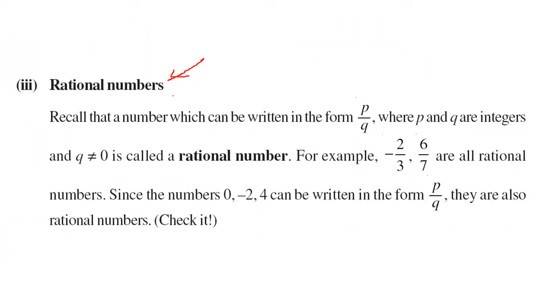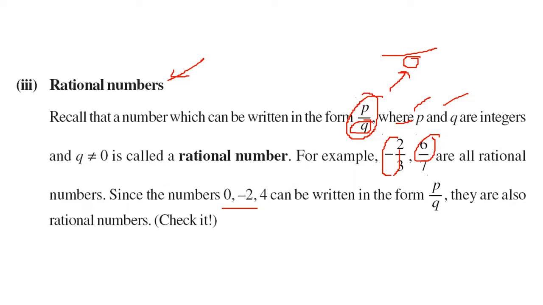When we talk about rational numbers, as we indicated, rational numbers are the numbers which can be written in the p by q form, when p and q are integers, and q should not be equal to 0, because anything divided by 0 is not defined. You cannot divide anything by 0. You have to have some number here. These are all rational numbers.